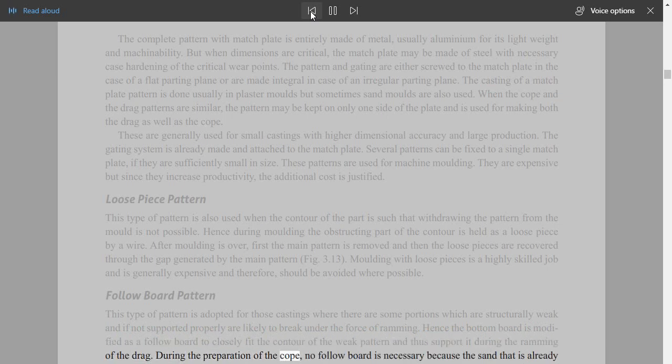that is already compacted in the drag will support the fragile pattern. An example is shown in Fig. 3.14.